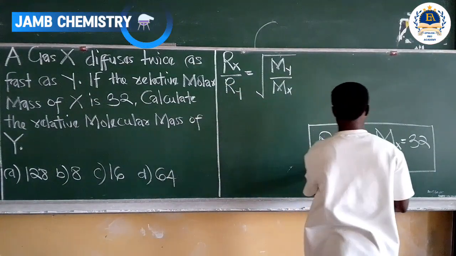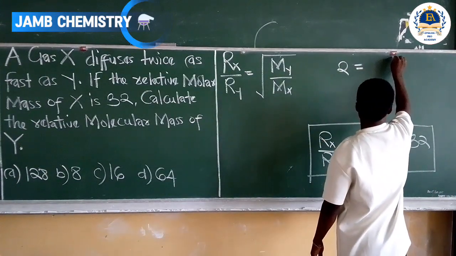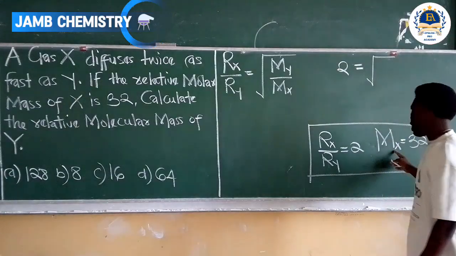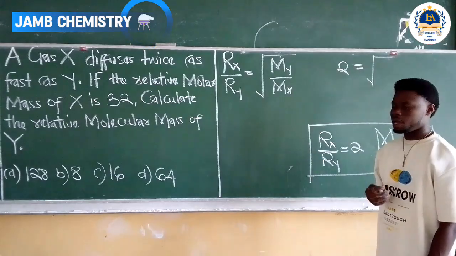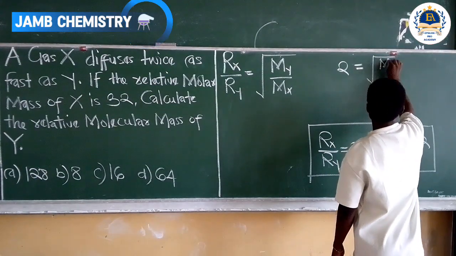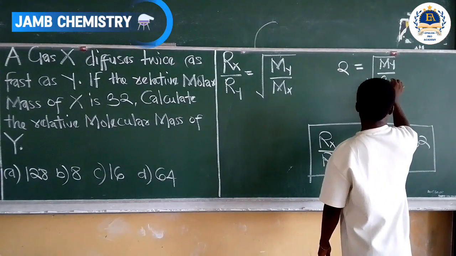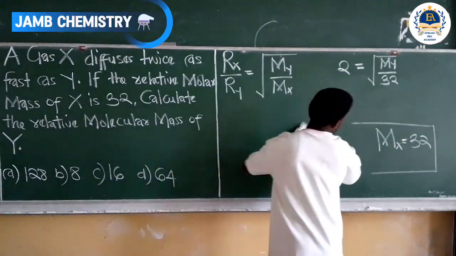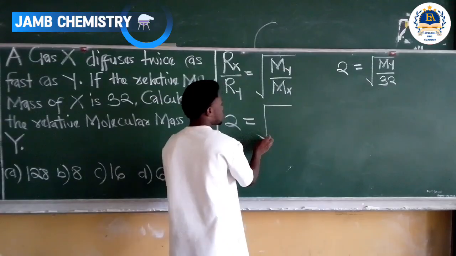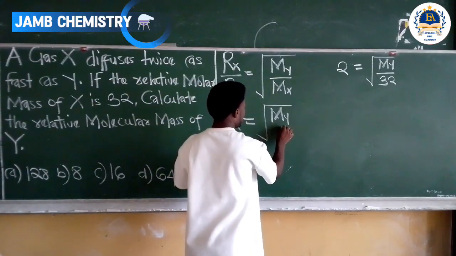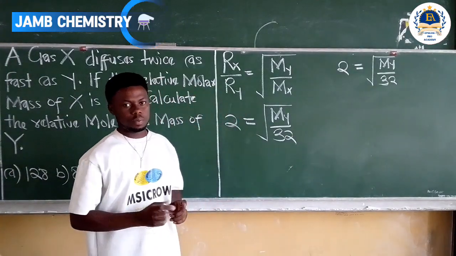Rx over Ry is equal to 2. So that becomes 2 is equal to the square root of My over Mx. We are required to determine the value of My. Mx is given as 32. So 2 is equal to the square root of My over 32. We are going to take the square root of both sides.